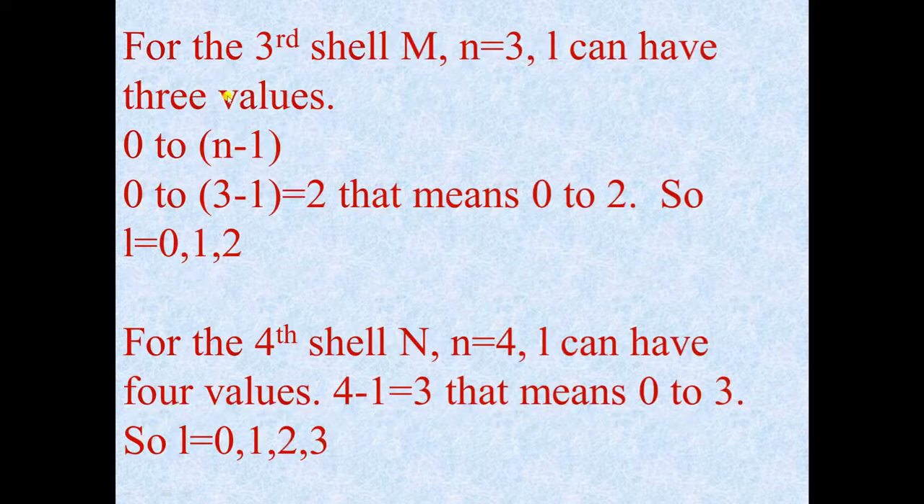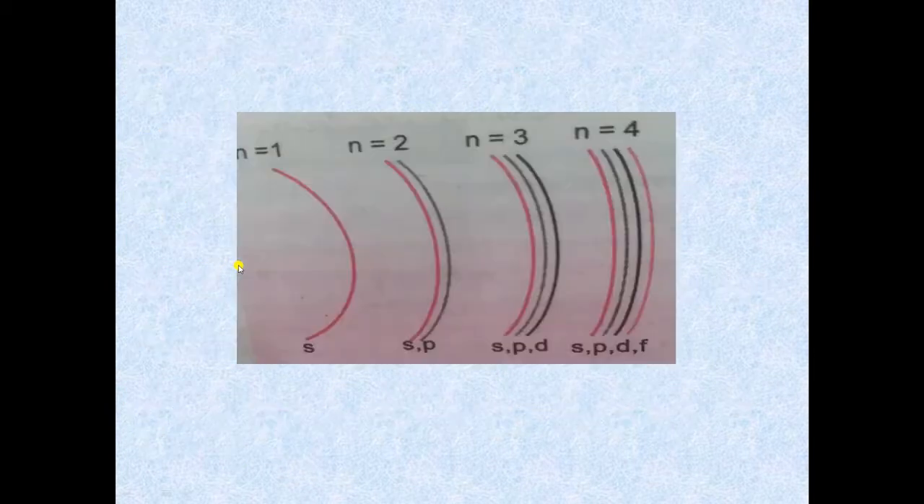In the same way, for the third shell, capital M, value of principal quantum number n is equal to 3. So value of l can have 3 values, because I have already told you that number of subshells are equal to number of shell. So 0 to n minus 1, 3 minus 1 is equal to 2. So 0 to 2 is 0, 1, 2. That means three subshells are present in third shell.